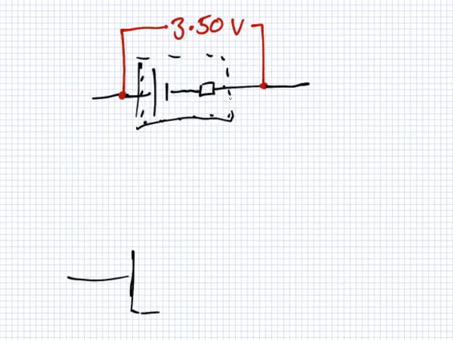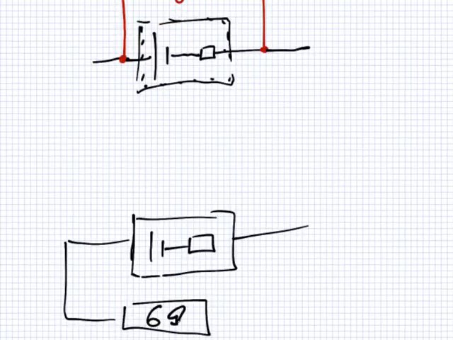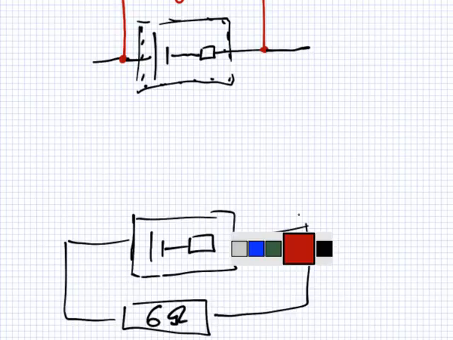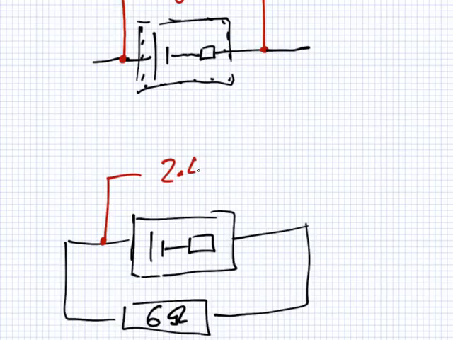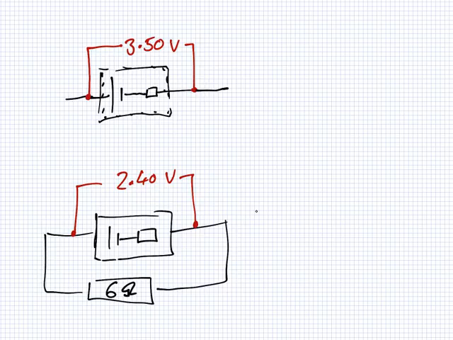Okay, hang on. So how big is the resistor that is connected? A 6 ohm resistor is then also connected. Okay, and now the voltage is what? 2.40. Okay. And the question is, what's the internal resistance? What is the EMF of the cell? That's number 1. Okay.